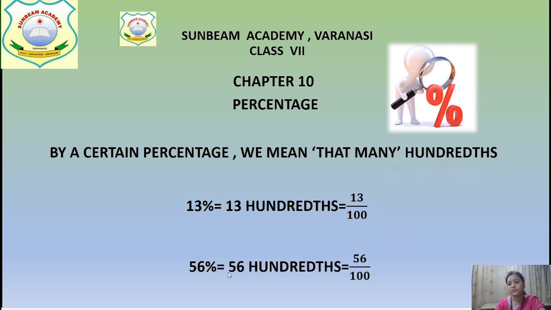In the same way, let's see another example. 56%. It is also treated as out of 100. 100 is the total one, and out of that we are having 56. So it is 56%.